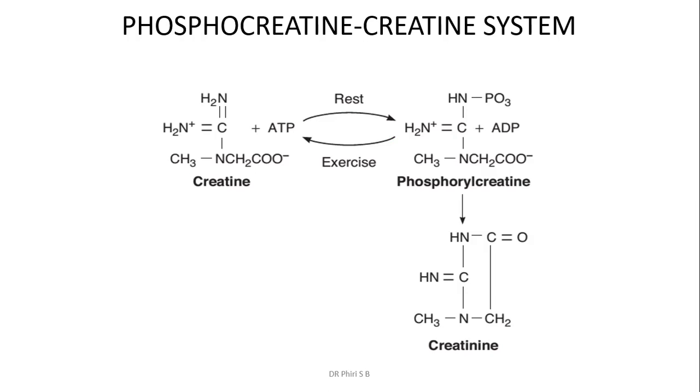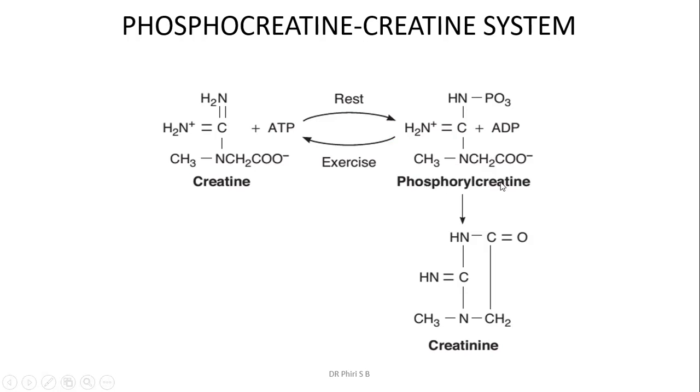So this is a phosphocreatine-creatine system. Within the muscles, we have creatine that can react with ATP when the person is resting. So in a resting state, ATP will react with creatine, forming phosphorylcreatine and ADP. The inorganic phosphate from ATP is transferred to creatine to form phosphorylcreatine. So you have this compound here with a phosphate attached to it, and the ATP would have been converted into ADP.